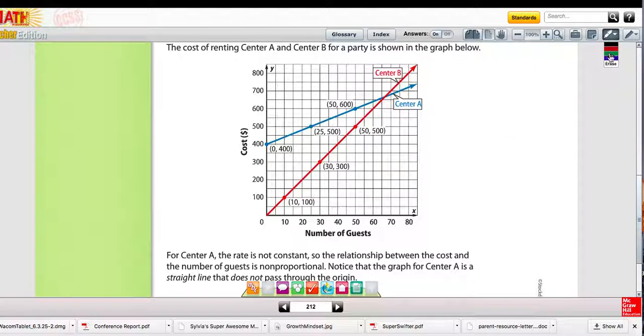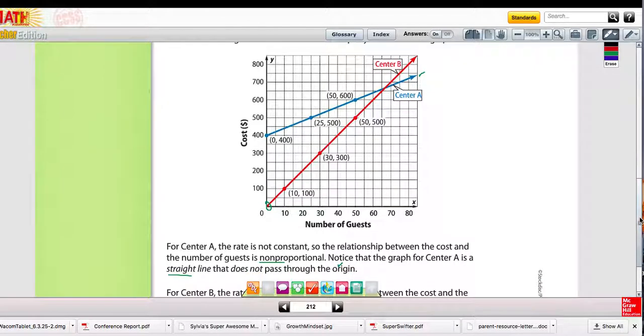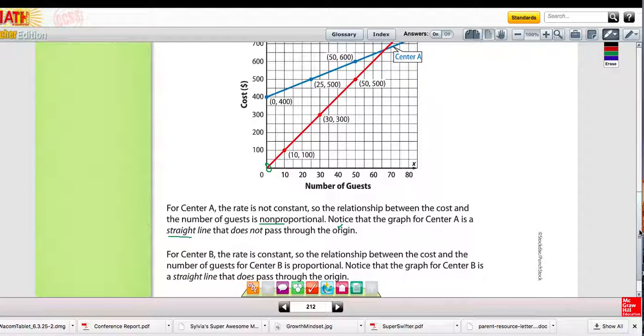Those are really the two main things that you need to remember for this particular lesson. Yes, we can have a straight line, that's one of the components. We have to have a straight line, but it also has to pass through the origin. In this case, center A has a straight line but doesn't pass through the origin, so it's non-proportional. In center B, we do have a proportional relationship because we have the straight line and it does pass through the origin.